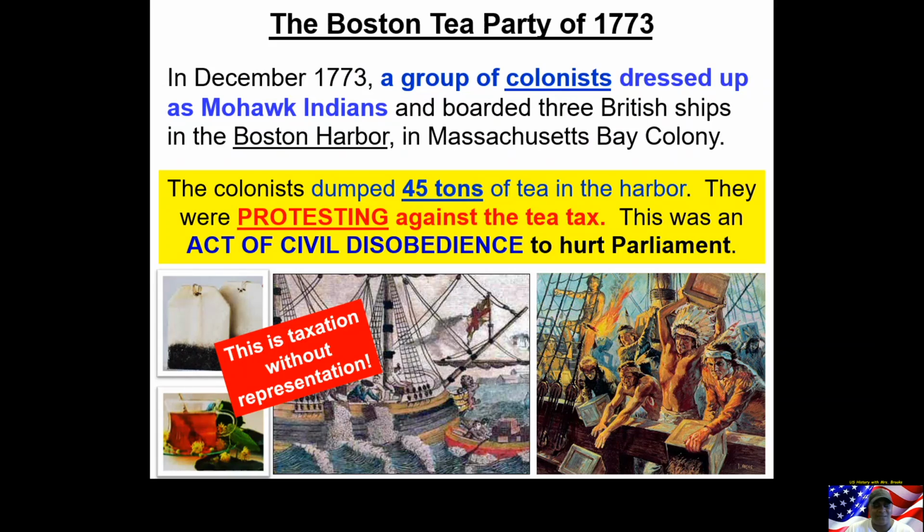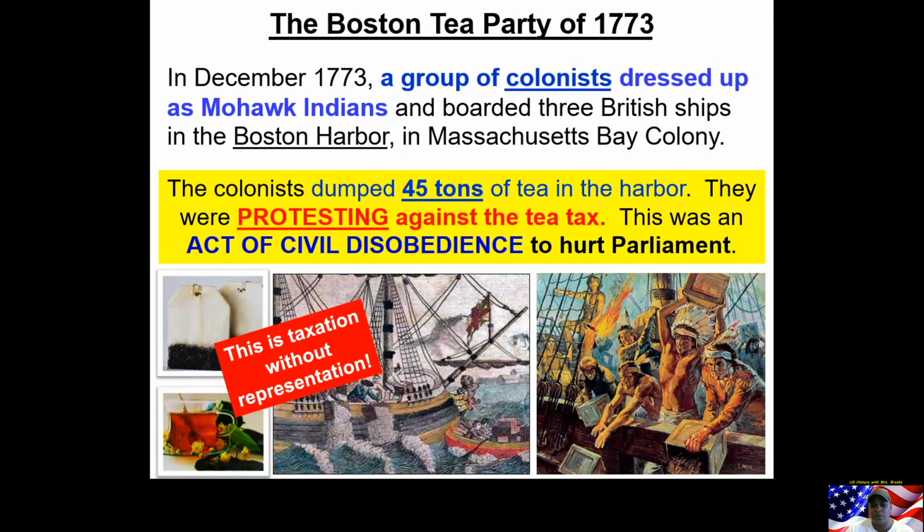Now, 45 tons, that's a lot of tea because 2,000 pounds is 1 ton. So that was like 90,000 pounds of tea that was thrown into the harbor. That's like millions of dollars wasted.